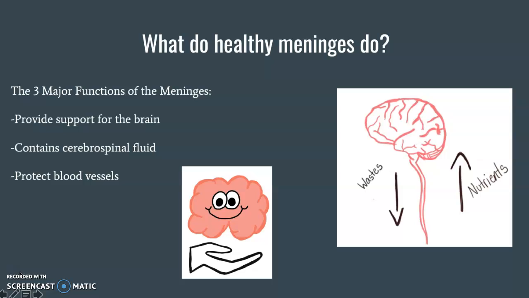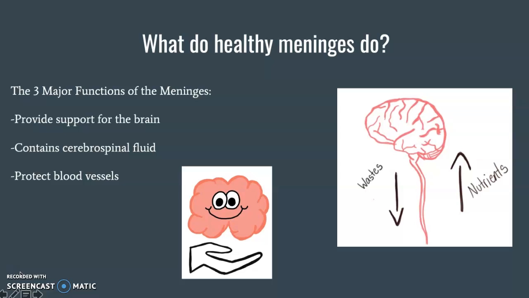So, what do healthy meninges do? Meninges is a Latin word for membrane. Overall, the meninges provide structural support for the brain. They contain cerebrospinal fluid, which surrounds the brain and spinal cord and acts as a cushion for the brain and spinal cord, protecting them from injury. The meninges also serve as a transport system for the brain, bringing in nutrients and removing wastes.